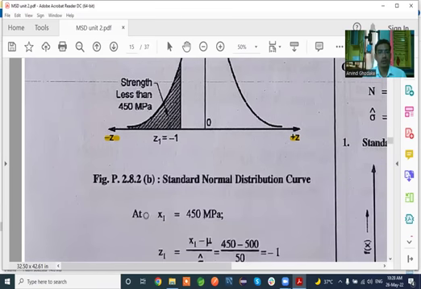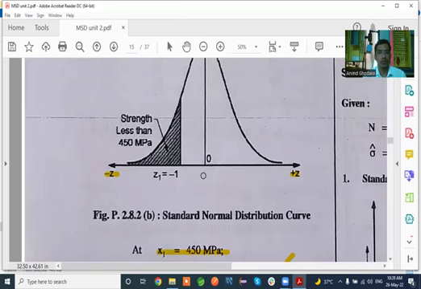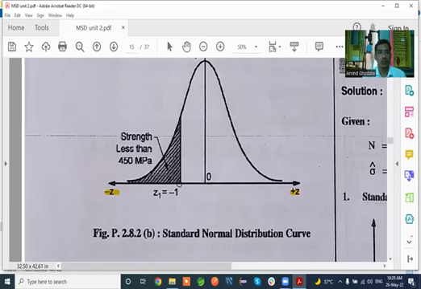Then at x1 equal to 450 megapascal, z1 is equal to x1 minus mu upon sigma. So that will be equal to 450 minus 500 divided by 50, which is equal to minus 1. So here the z1 value is minus 1. On this normal distribution curve, we mark z1 equal to minus 1. So the area below the curve from z equal to minus 1 to z equal to minus infinity will be the number of components with strength less than 450 megapascal.